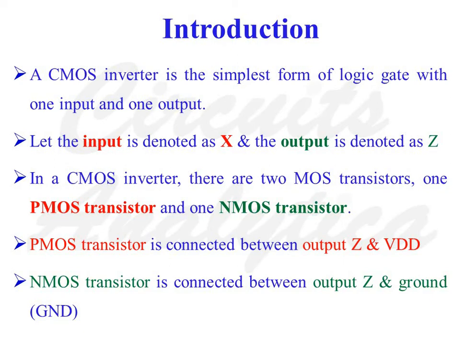CMOS inverter is the simplest form of logic gate with one input and one output. Input is denoted as X and output is denoted as Z. In a CMOS inverter, there are two MOS transistors, one PMOS transistor and one NMOS transistor. PMOS transistor is connected between output Z and VDD, while the NMOS transistor is connected between output Z and ground.